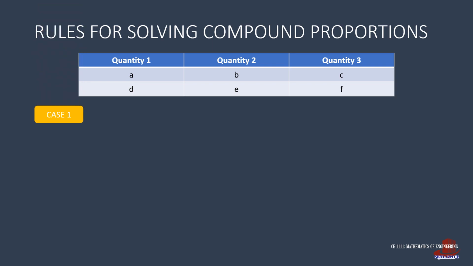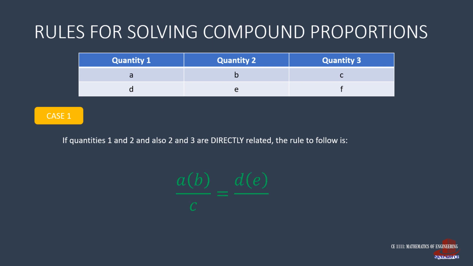The first case includes the first and second quantities as directly related. Then the second and third are also directly related. The rule to follow in each fraction form is A times B over C is equal to D times E over F.